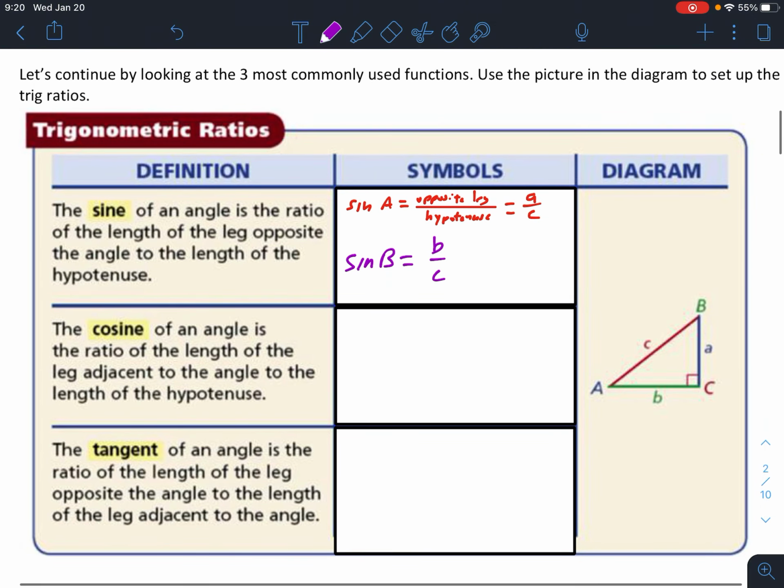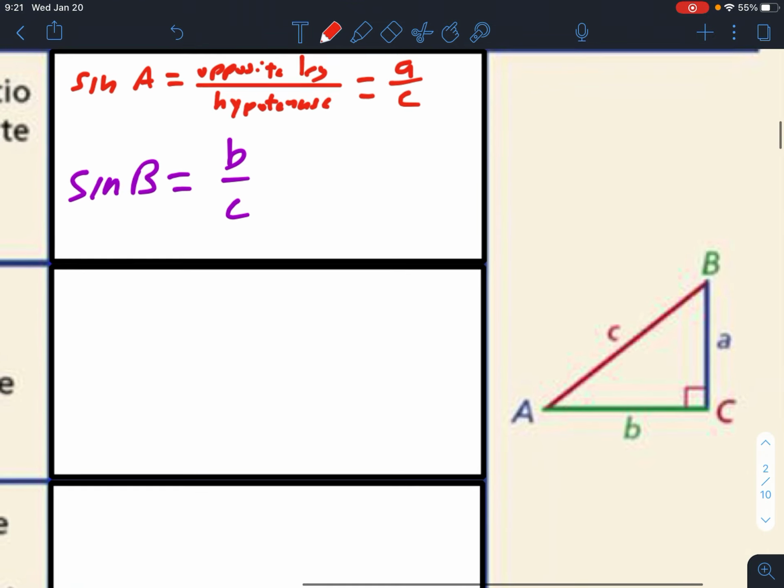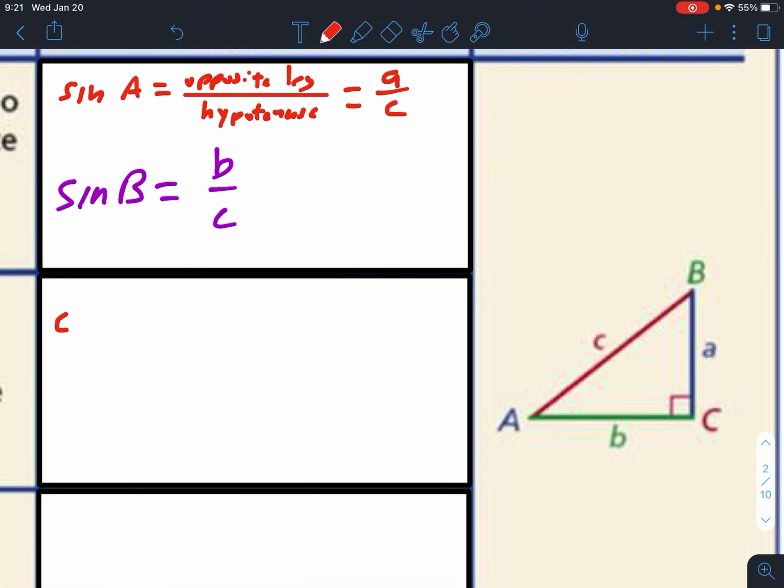The next one is the cosine. The cosine of the angle is the ratio, so again, fraction, of the length of the leg adjacent to the angle to the length of the hypotenuse. So we would write this. Let's look at A again. So we'd write cosine of A equals the ratio of the leg adjacent to the angle. So we say the adjacent leg to the hypotenuse.